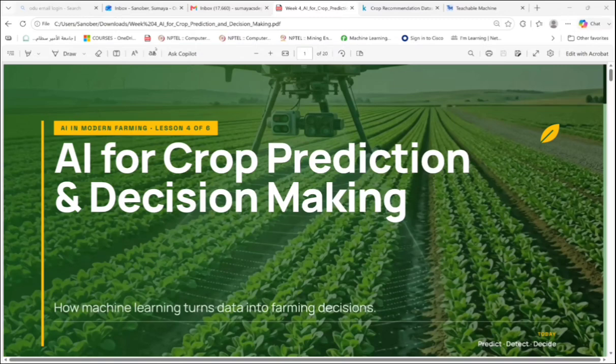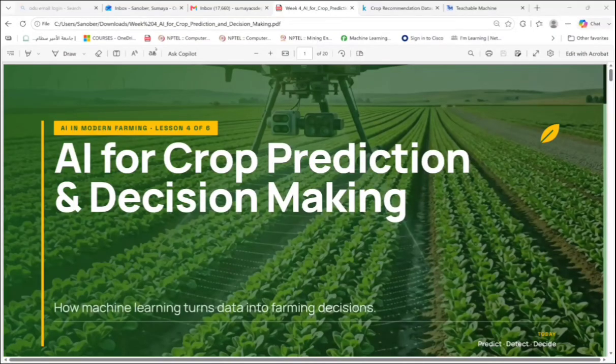which is from our sensors, from the different types of drones, the robotic field. All this information that has been taken needs to be analyzed to convert it into a useful decision. So today our focus is how machine learning can help us to predict, deduct, and decide.